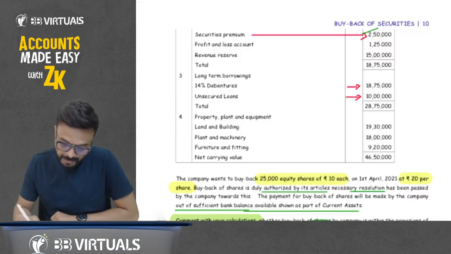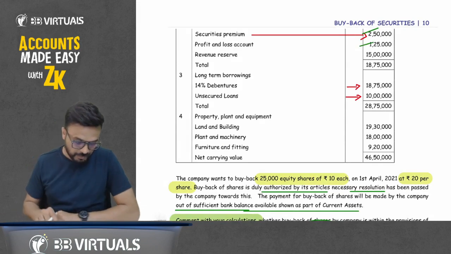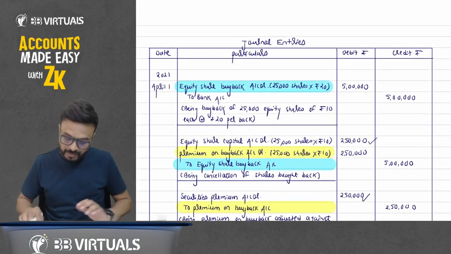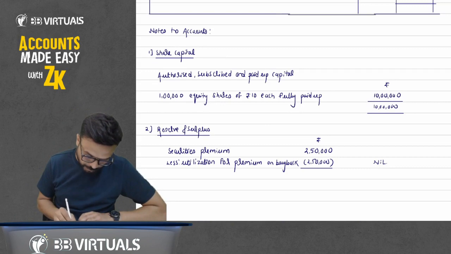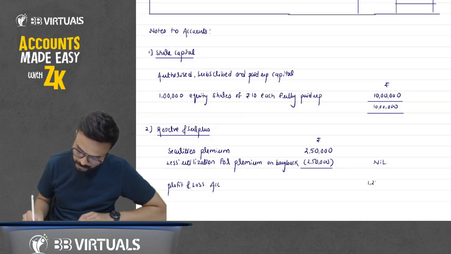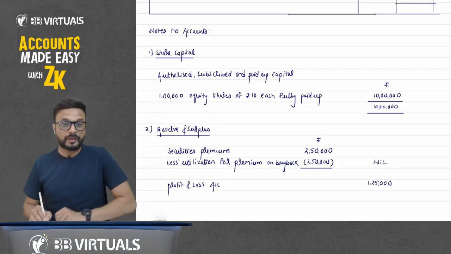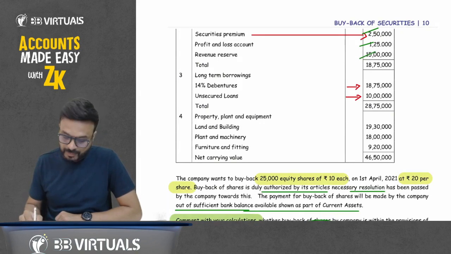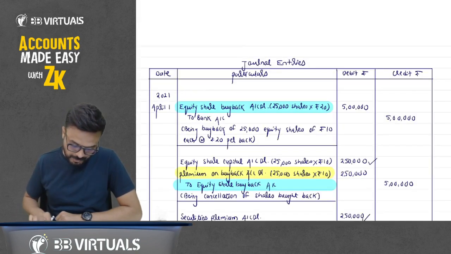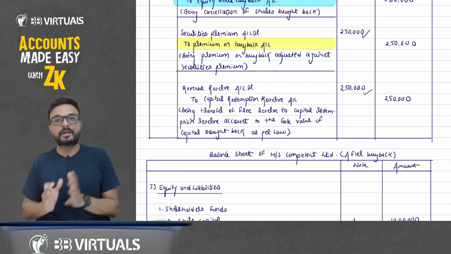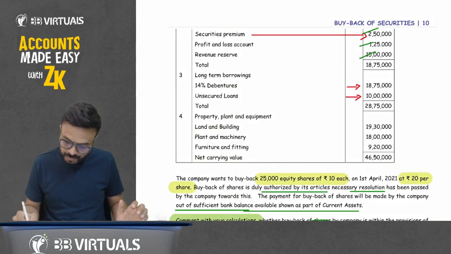Next, reserve and surplus item, profit and loss account balance. So 1,25,000. But when we passed the entry, there is no adjustment in P&L account. That 1,25,000 will come as it is. The second, profit and loss account. How much is it? 1,25,000. Then after this, revenue reserve is how much? 15 lakh. But we have utilized revenue reserve by rupees 2,50,000. So we have debited it. So we'll deduct 2,50,000 from revenue reserve. Revenue reserve we have 15 lakh.